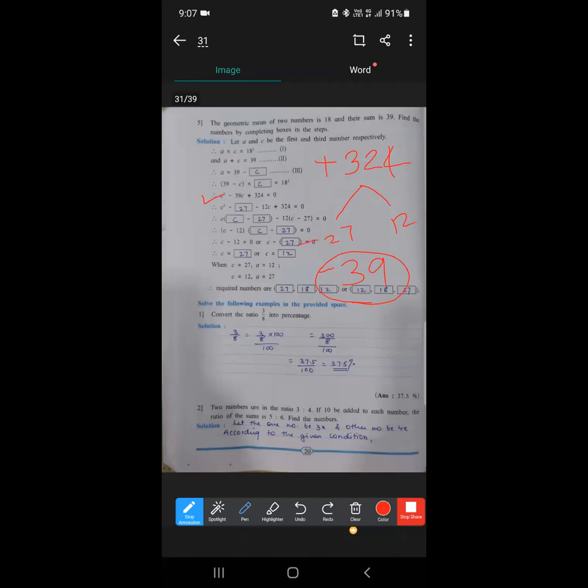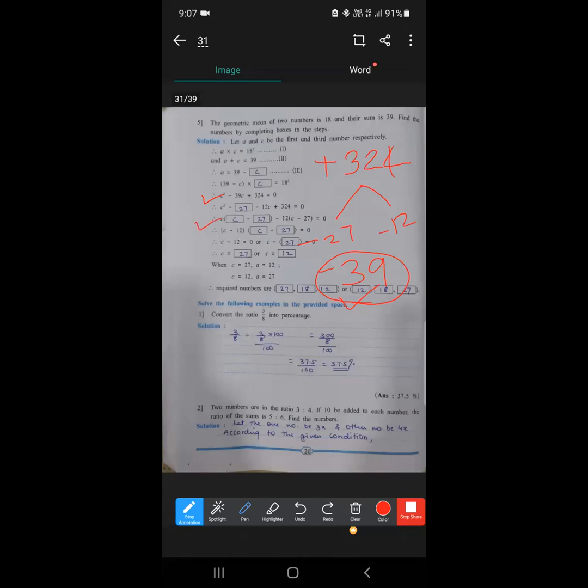And since we are adding, you know that for addition, two signs should be same. So if 27 is with the minus sign, 12 will also get minus sign, because minus 27 and minus 12 will give you what? Minus 39. So these are the two factors, that is the 27 and 12. Substitute, that is C square minus 27C minus 12C plus 324 equals to 0. Take out the common C. C minus 27, minus 12, C minus 27 is equal to 0.